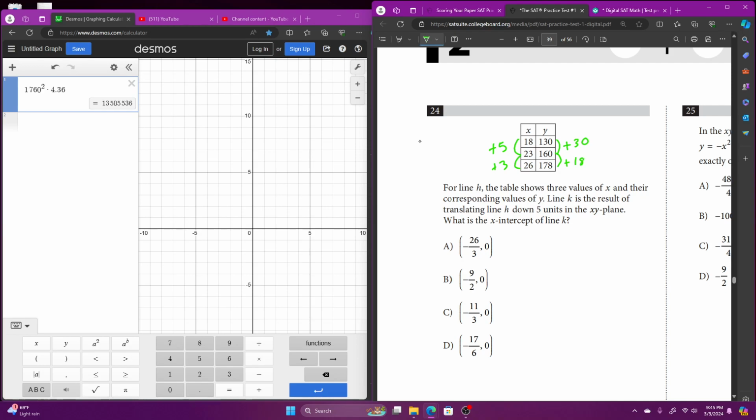And 30 divided by 5 is 6. 18 divided by 3 is 6. So every time it's going up 6. So that's our slope, up 6 over 1.